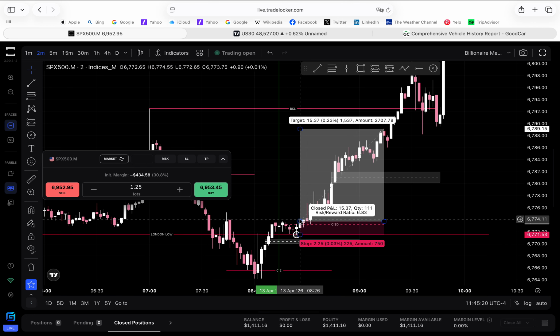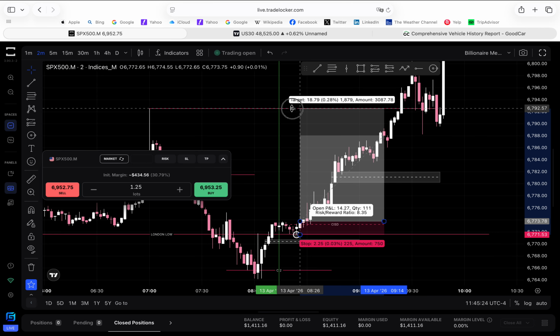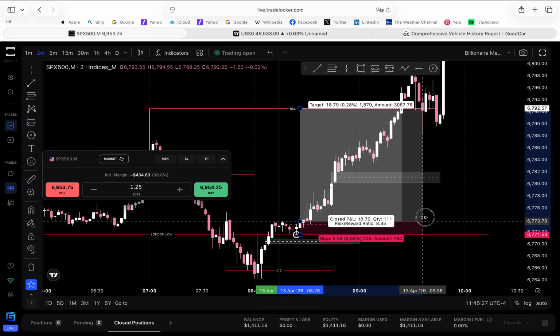Close above the down close candles. Put your stop loss at the low and ride it out till you hit the next area of buy side liquidity. You know what I'm saying?